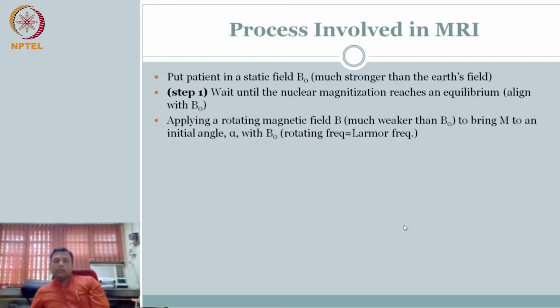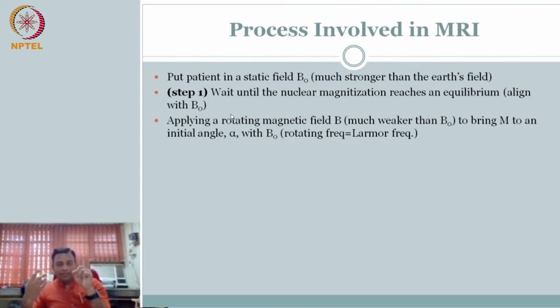Okay, so just go back to our previous process involved. We have covered this step. Put the patient in a static field. So you know what happens now. Put it in a static field. All your microscopic magnetizations start to align, giving a net magnetization in the z direction. So wait until the nuclear magnetization reaches an equilibrium, right? That we talked about. Now there is a net magnetization in this direction.